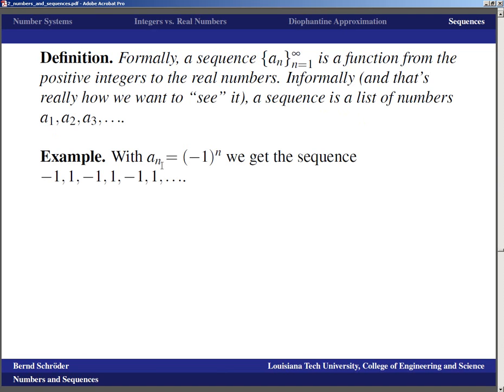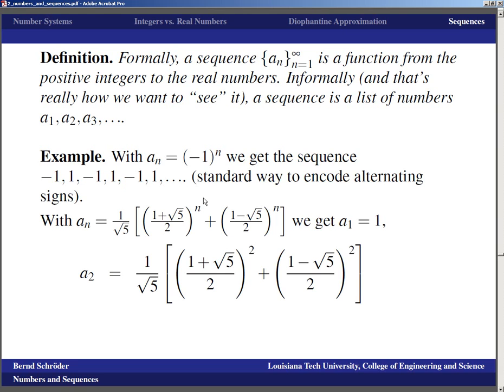So for example, if I set a_n to be (-1)^n, for n equals 1 I get -1, then I get (-1) squared, which is 1, then (-1) cubed, which is -1, and it keeps alternating like that. And that, for example, is the standard way to encode alternating negative signs.